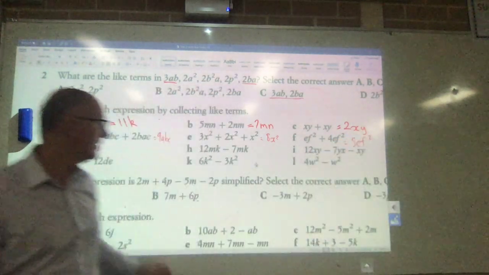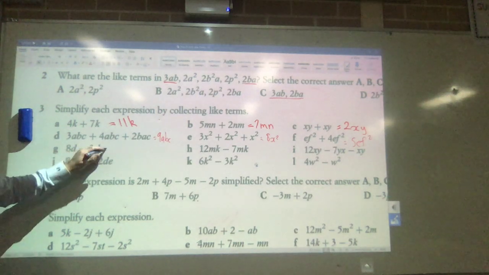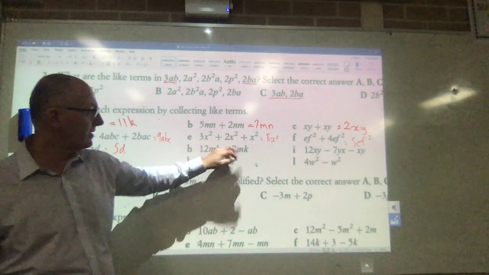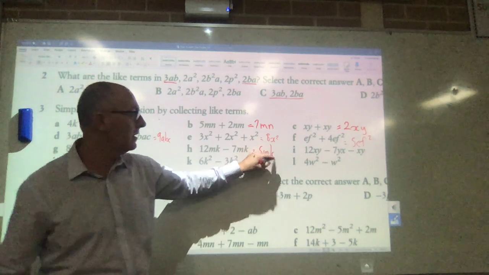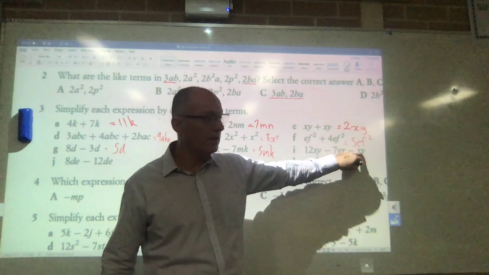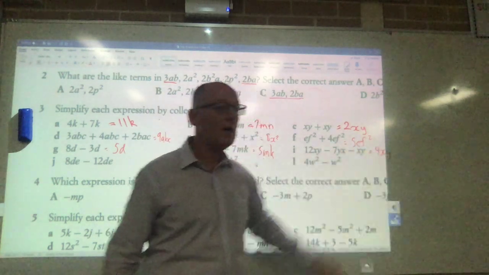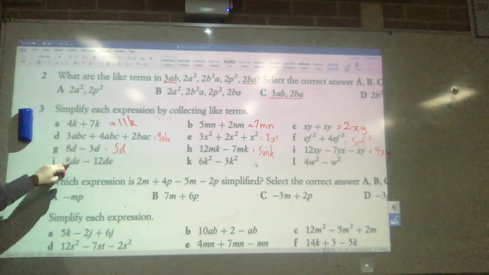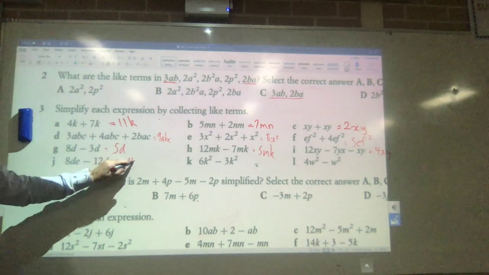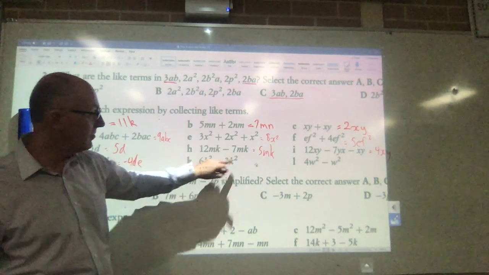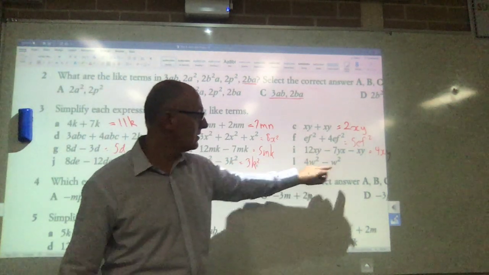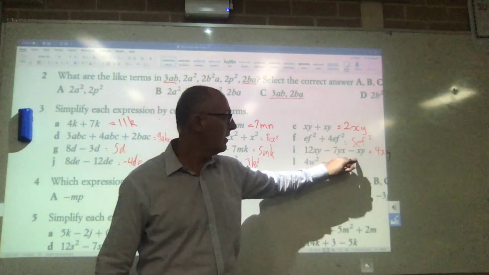5ef squared. Like term, 8 take away 3 is 5, 5d. Like term, so 12 take away 7 is 5, 5mk. Like term, so 12 take away 7 is 5, 5 take away 1 is 4, 4xy. Like term, 8 take away 12 is minus 4, so minus 4ed or de, I'm going to write de. Like term, 6 take away 3 is 3, 3k squared. Like term, 4 take away 1 is 3, 3w squared.